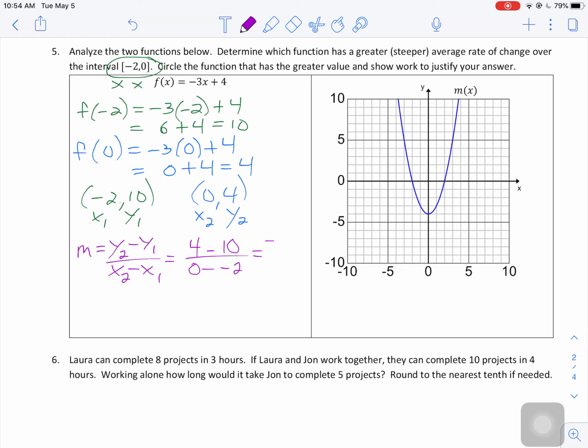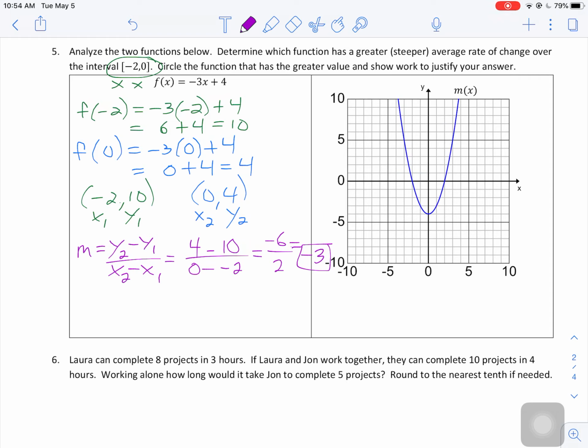Up top, 4 minus 10 is -6. In the denominator, that double negative turns into a positive, so we get 2. And then -6 divided by 2 is -3. So the average rate of change from -2 to 0 for f of x is going to be -3.